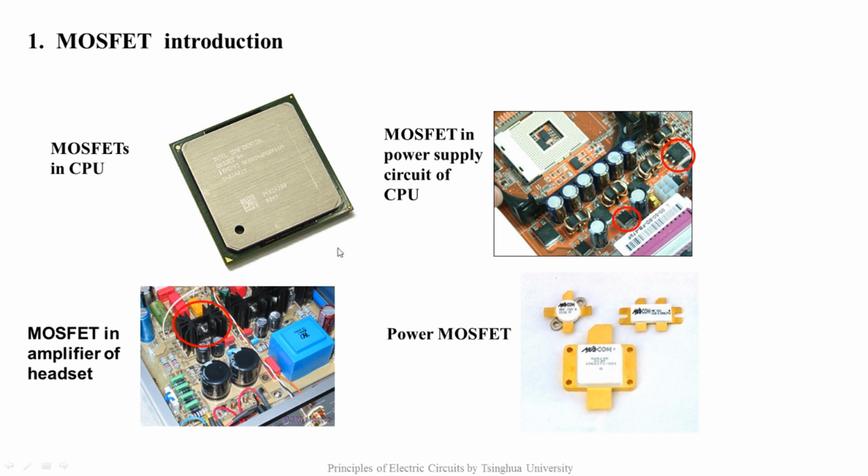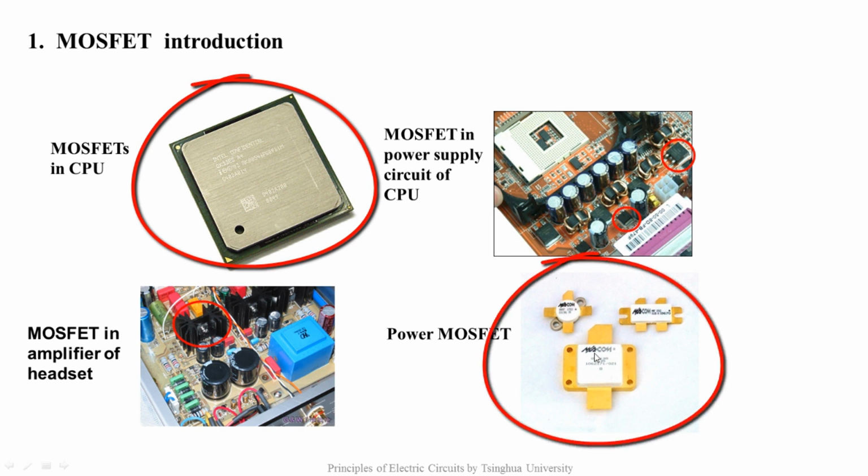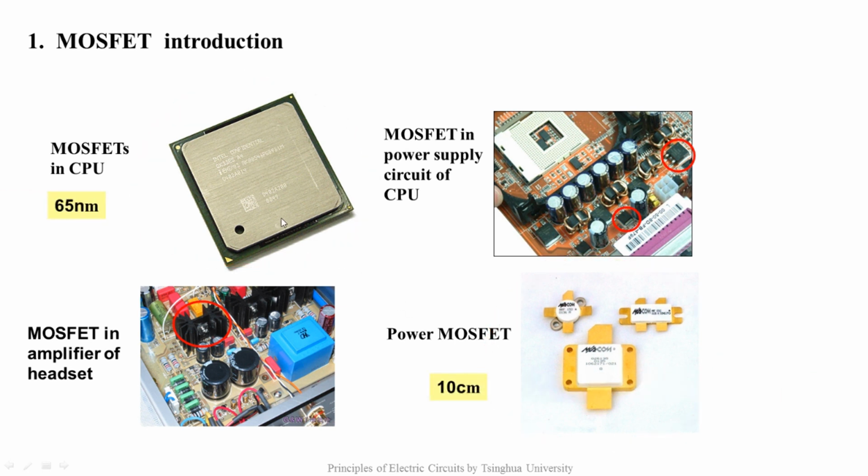Although all of them are called MOSFETs, in fact, when applied in different situations, they are quite different in many aspects. Firstly, intuitively, MOSFETs in the CPU and the power MOSFET have huge difference in size. The size of the MOSFETs in the CPU is with the order of magnitude of nanometer, while the size of the power MOSFET is much bigger, which can be 10 centimeters or more.